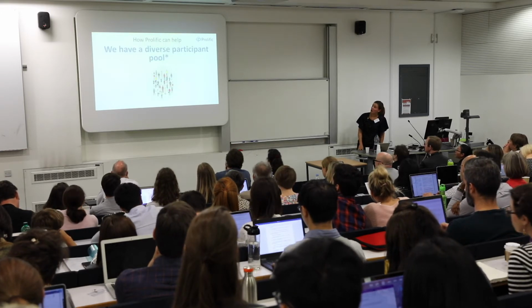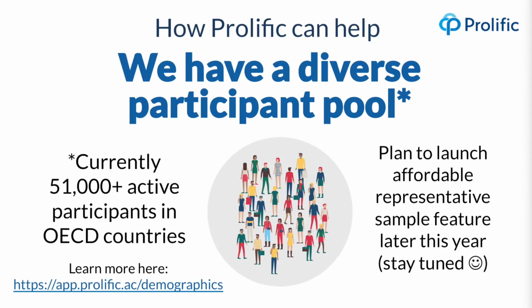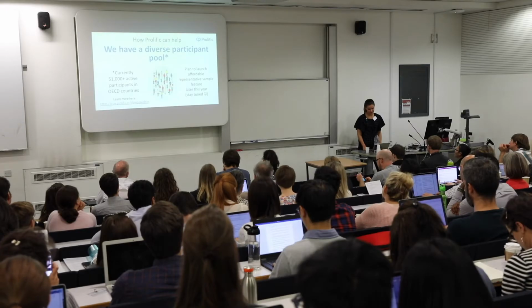We can help by offering a diverse participant pool. We currently have more than 51,000 active participants in OECD countries, which include most European countries, North America, Australia, and New Zealand, and then Chile and Japan as well. And we plan to launch an affordable representative samples feature later this year. Stay tuned. So we hope to make it easy for you as researchers to get representative samples at a low cost.